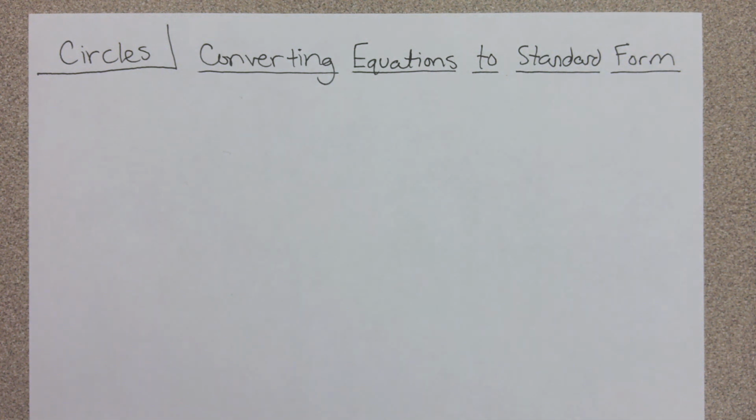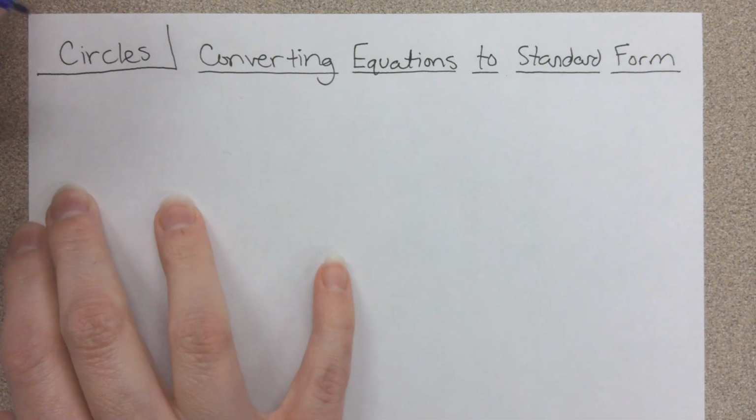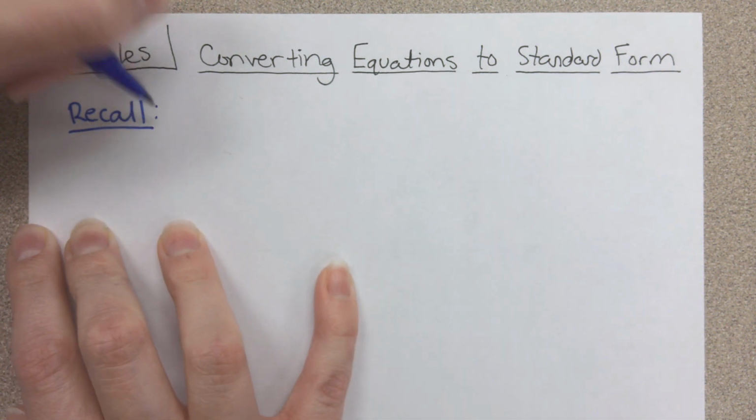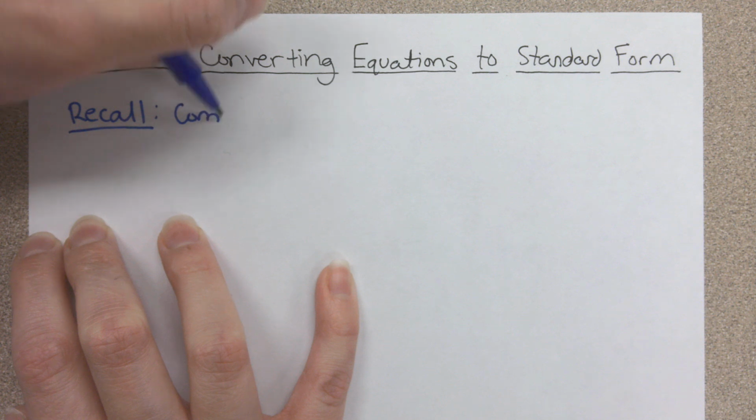Today we are still talking about circles, converting equations to standard form. So in the event you're given a circle equation that's not already in standard form, how we go about that. In order to do that, we have to go back to an old topic from last semester. And that topic is completing the square.